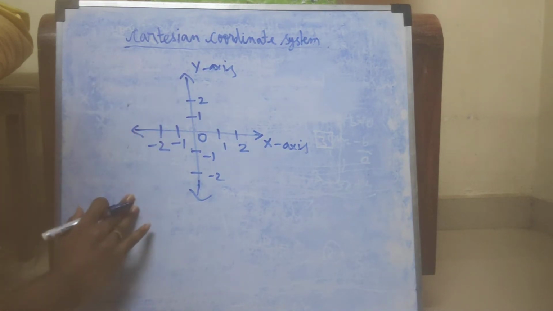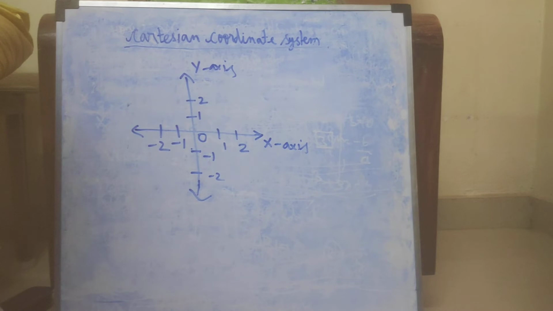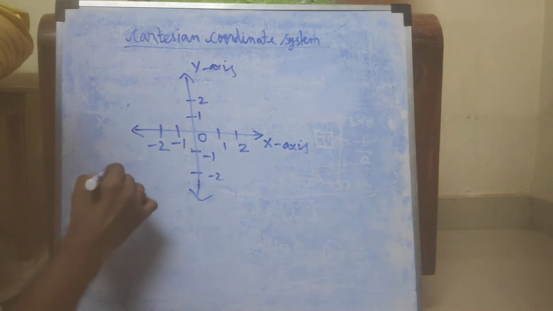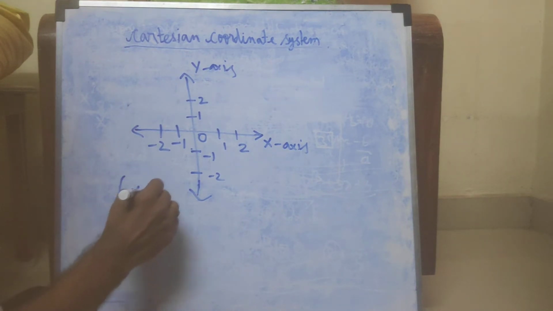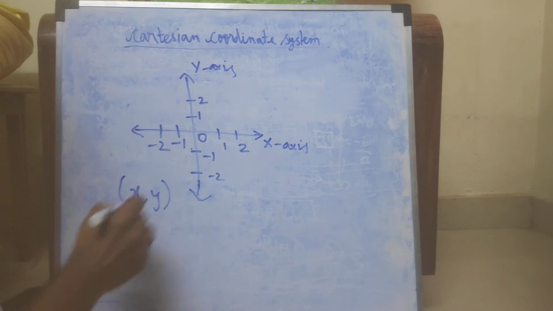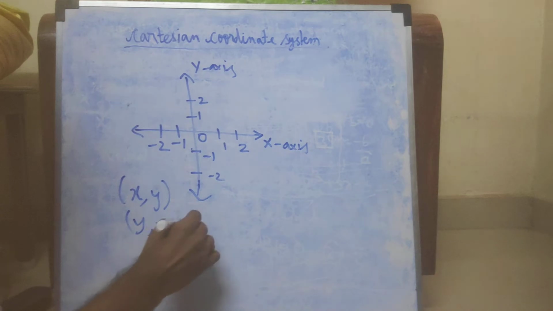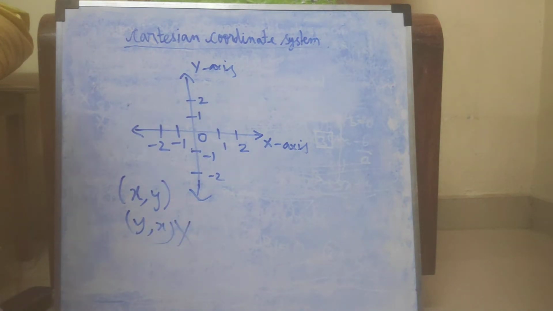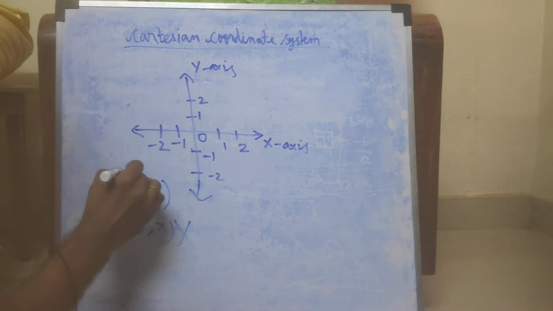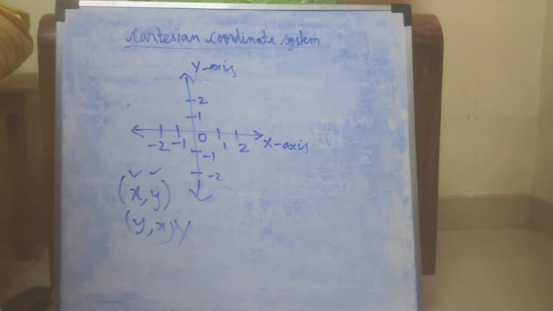Any coordinate in a Cartesian plane is represented as follows: x comma y. This order is very important. You have to mention it only in this order. y comma x is a wrong way of representing a coordinate. The x value always comes first, followed by the y value.